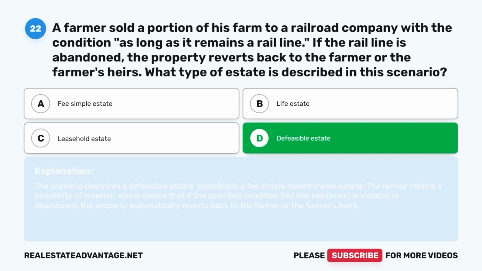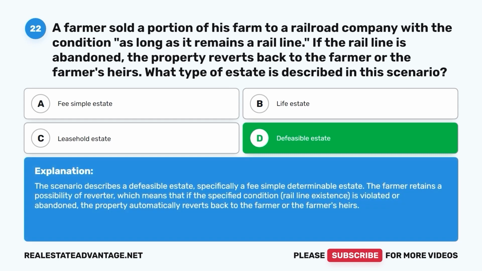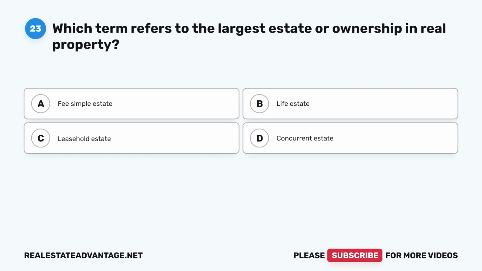Defeasible estate. The scenario describes a defeasible estate, specifically a fee simple determinable estate. The farmer retains a possibility of reverter, which means that if the specified condition, rail line existence, is violated or abandoned, the property automatically reverts back to the farmer or the farmer's heirs.